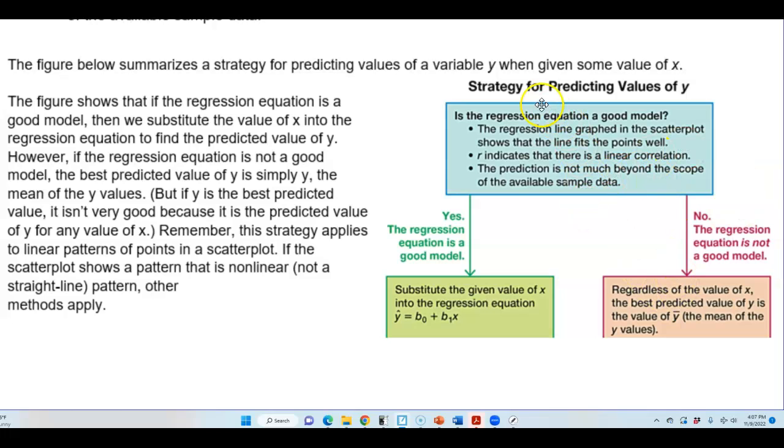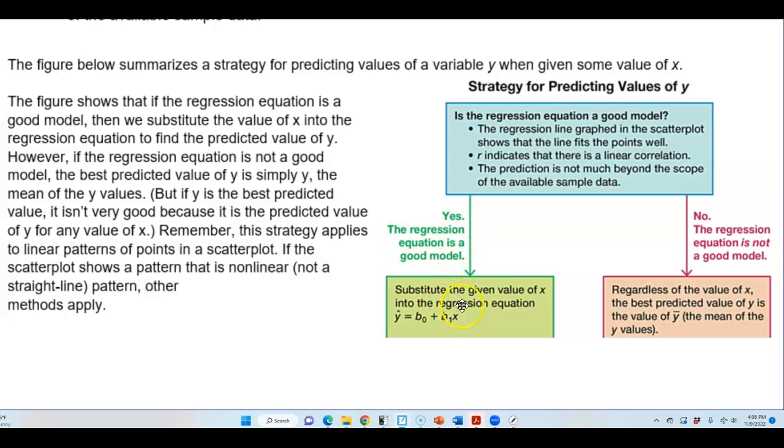So let's take a look at the graph here. Strategy for predicting values of y. First question, is the regression equation a good model? Meaning the regression line graph in the scatter plot shows the line fits the points well. The linear correlation coefficient r indicates that there is a linear correlation, and the prediction is not much beyond the scope of the available sample data. If you answer all these questions and you say yes, then the regression equation is a good model.